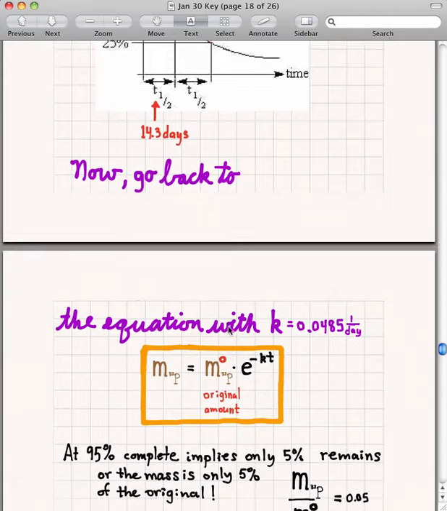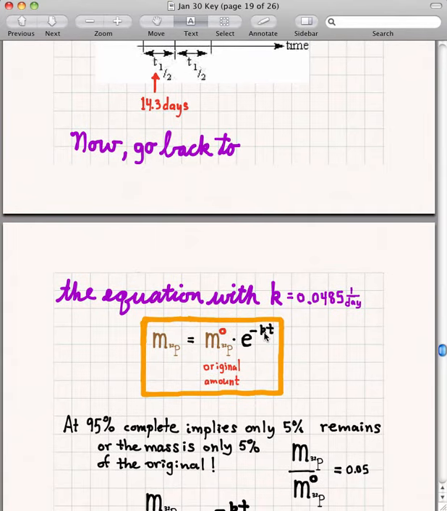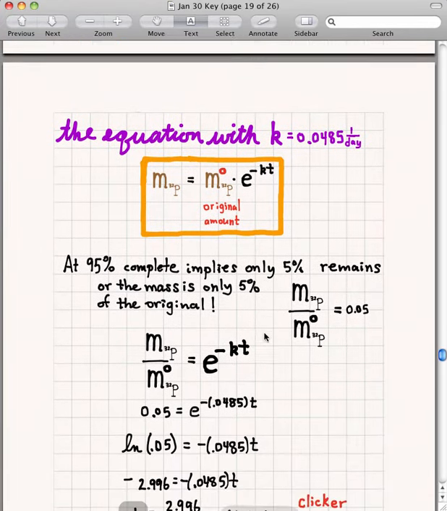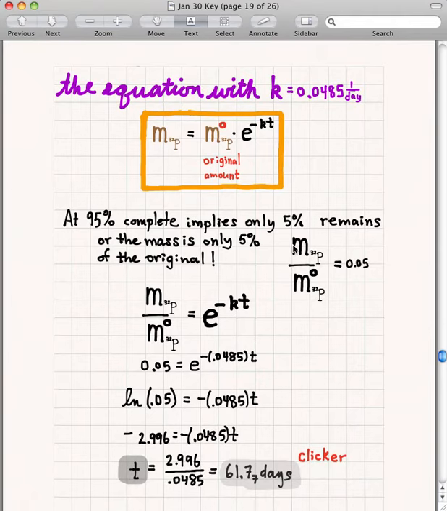So I took that constant into my equation and thought about 95% completed. If I was not 95% completed, that still means I have 5% left over. So this ratio would be 5% or 0.05. And my constant, little k, I determined that from above.